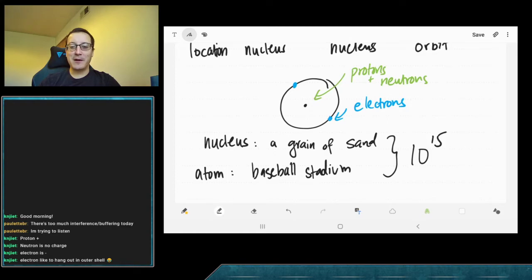So if you think about your body, 1/quintillionth of that is actual mass, and the rest of it is just empty space. You just have a small amount of mass everywhere. It's pretty mind-boggling.